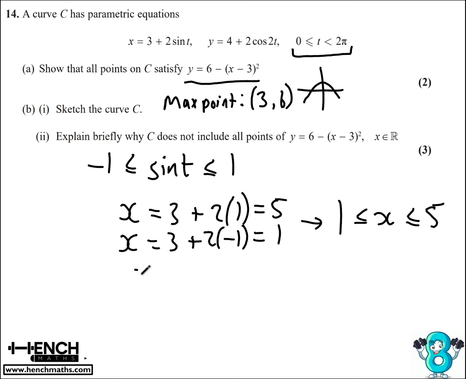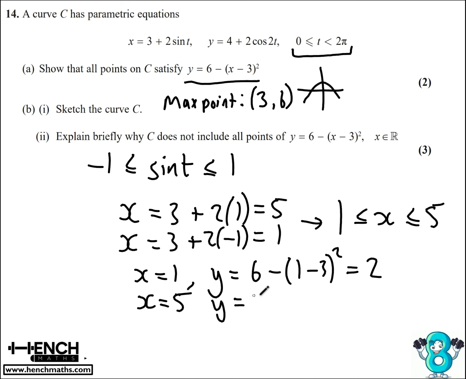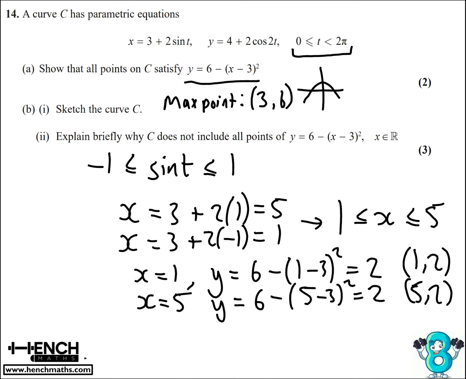So when x is 1, what would y be equal to? I'm going to use 6 minus 1 subtract 3 squared. So that makes 6 minus 4, which is 2. And if I put x equals 5 in here, y will be equal to 6 minus 5 subtract 3 squared, which again is also 2. So we've got 1, 2 and 5, 2 as our start and end points, and we also know the maximum is at 3, 6. So that's going to allow us to draw our sketch.